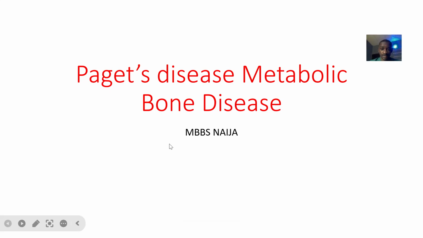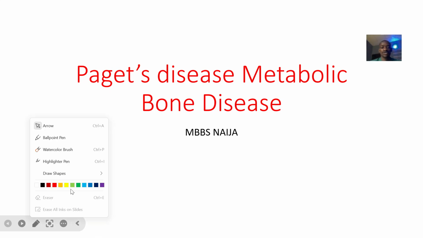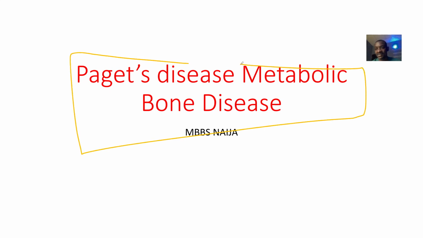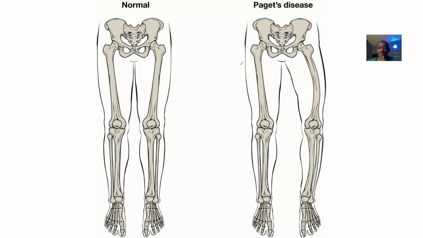Alright, so the next metabolic bone disease we'll be talking about is what is known as Paget's disease. Paget's disease, right? So you just say Paget's disease, metabolic disease. Okay, so basically we're not here to be discussing everything about Paget's disease, but since it is a disease that affects the bone, we're just trying to look at a link between Paget's disease and what happens in the bone.